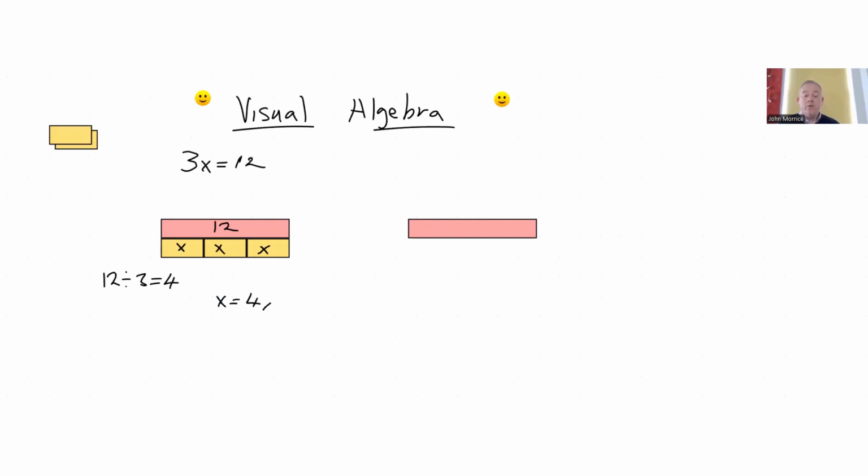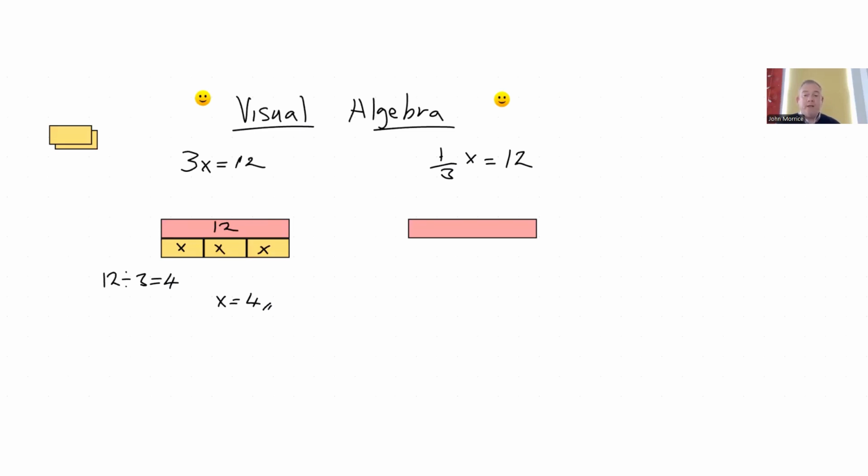Okay, let's look at another one. I'm going to have 1/3 x here is equal to 12. So let's keep it equal to 12. Now, you may remember when we have 1 at the top of a fraction and 3 at the bottom, the 1 is called the numerator and the 3 is called the denominator. So the numerator tells us how many parts of the whole we have. Well, in this case, the whole has 3 parts in total.